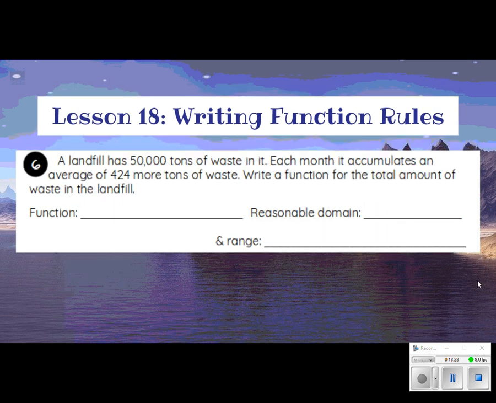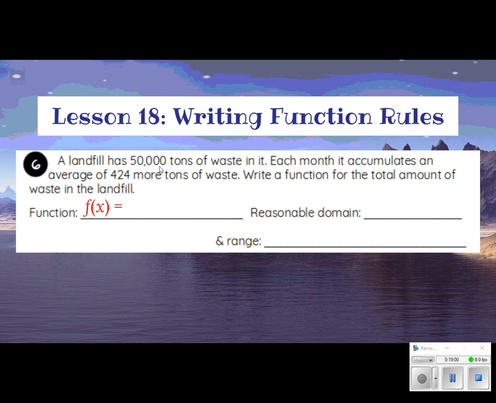All right. A landfill has 50,000 tons of waste in it. Each month it accumulates an average of 424 more tons of waste. Write a function for the total amount of waste in the landfill. All right, so we have a function but no variables to describe it, so we're going to go straight with f of x. We start with 50,000 and we are adding 424 more tons every month. And month is going to have to be our variable x.